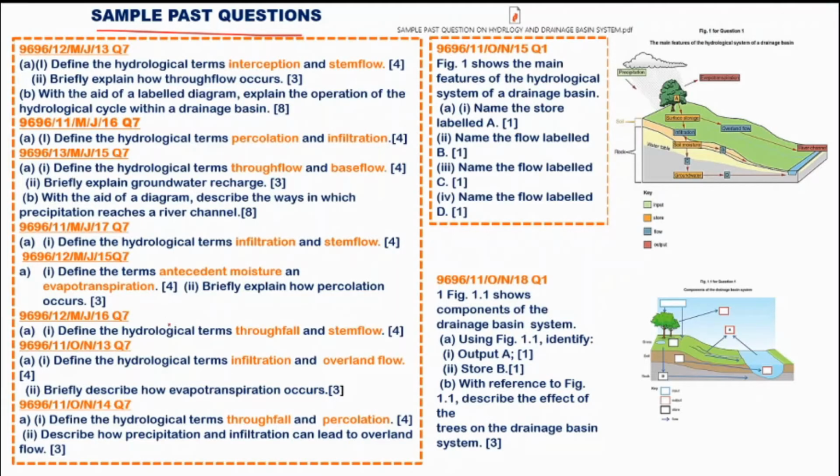This ends our lesson for today, and I believe we now know the relationship. We can identify and explain the relationship between flows, between stores, and the outputs of the drainage basin.